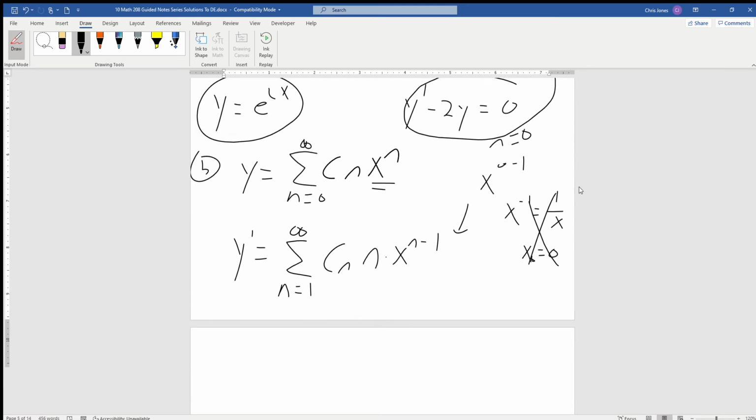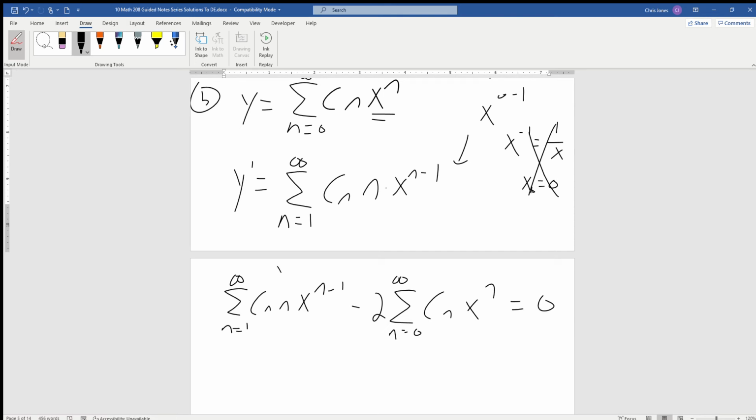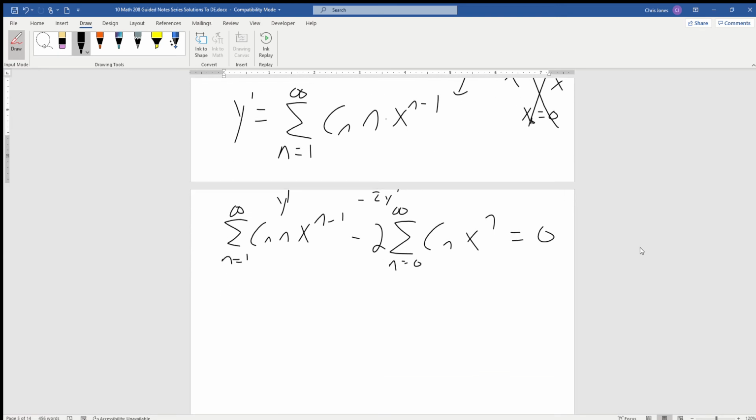All right, so if we do that, by substitution, we are going to get the series n equals 1 to infinity, c sub n, n, x to the n minus 1, minus 2 of the original y series. So that's n equals 0 to infinity, c sub n, x to the n, and that's going to be equal to 0. All right, so this is our y prime, and this is our minus 2y. Now, our goal is to be able to somehow figure out the values of c sub n.